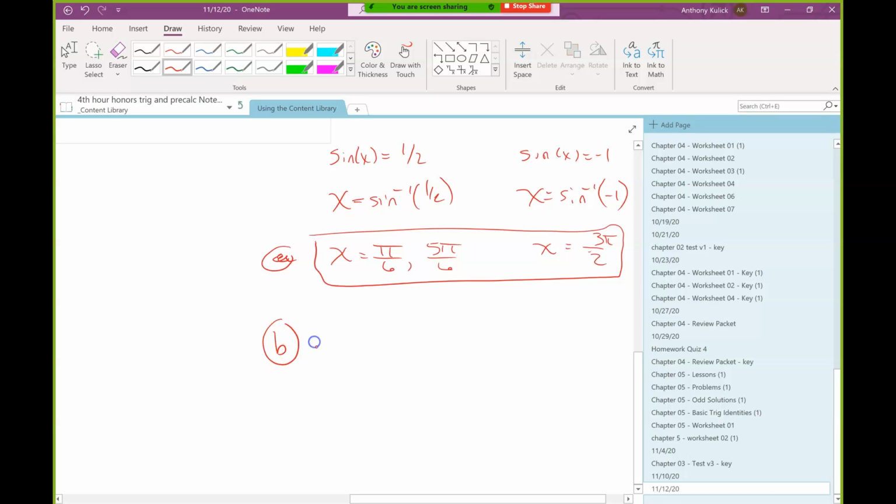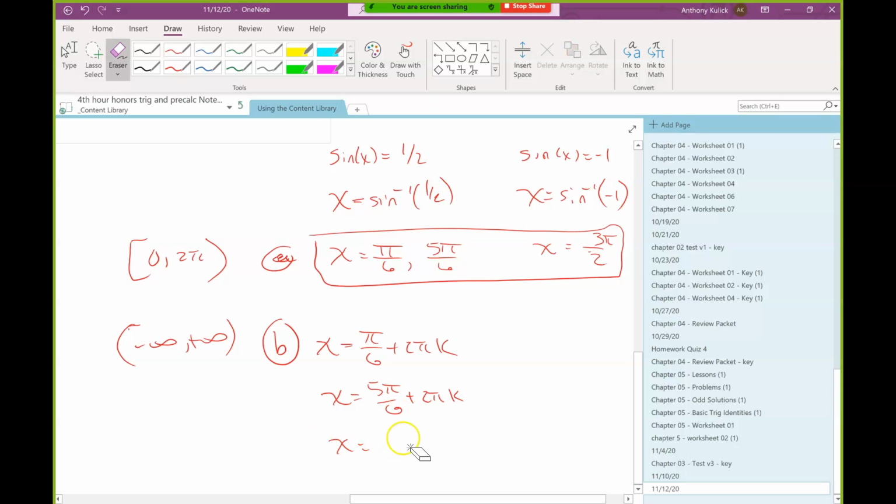To get my answer for part B, is negative infinity to positive infinity. So here, all I need to do is just add on a 2 pi k to each of these. That, Delaney?